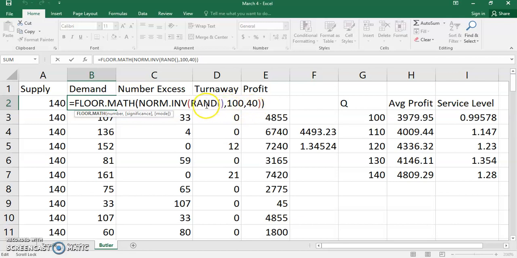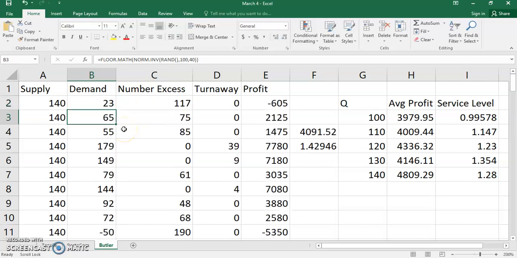So the norm inverse of that is going to give me demands with average 100, standard deviation 40. The issue is demand is not going to be a decimal. Demand is only going to be whole numbers. So this floor.math function in Excel is going to do the lower number without the decimal. So if this norm inverse gives me, let's say 62.4, using the floor.math will give me 62. So it's going to be the largest integer that was less than or equal to whatever this norm inverse gives us. So that's why I'm using that function.